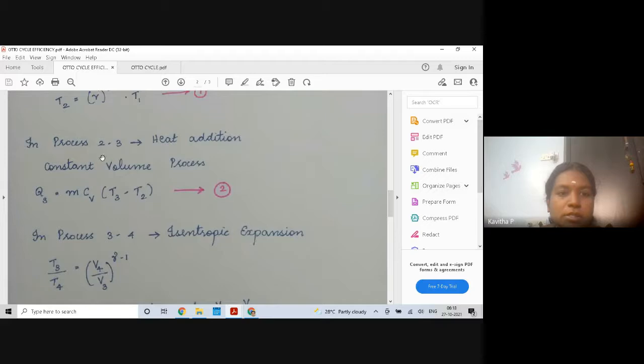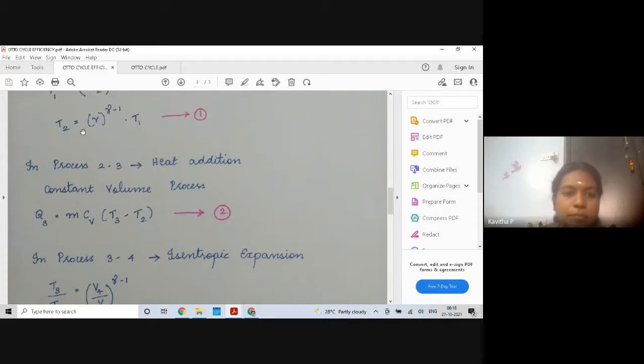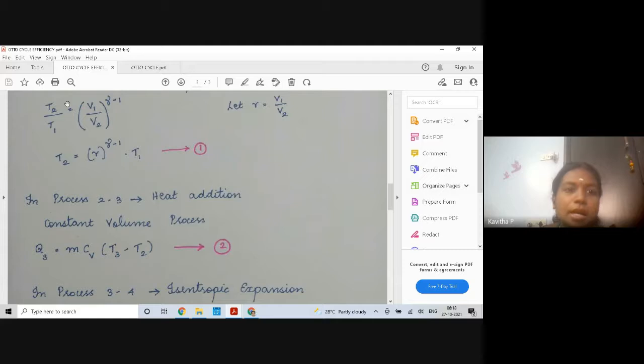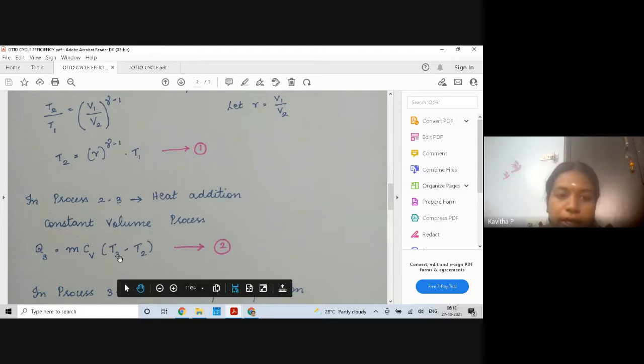In the next process, 2 to 3, heat addition is done at constant volume, so the heat supplied is equal to m Cv (T3 minus T2), because we are taking the higher temperature minus the lower temperature, as in equation 2. Since it is at constant volume, this is the formula for heat supplied: m Cv times higher temperature minus lower temperature.